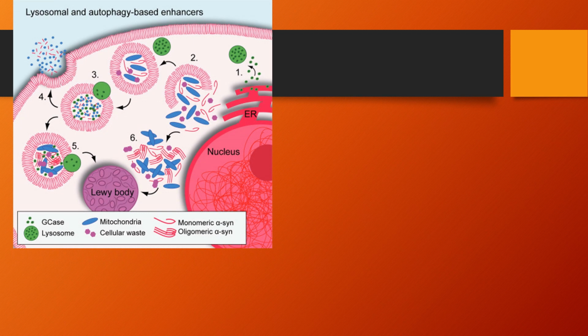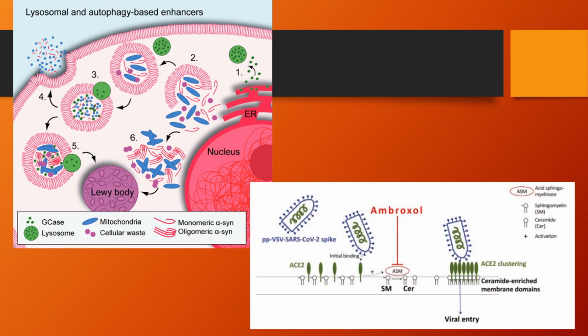So this ambroxol could be used by lysosomal technology. It could selectively reach the type 2 pneumocyte and cause reaction and production of surfactants. And ambroxol was tried for SARS-CoV-2.